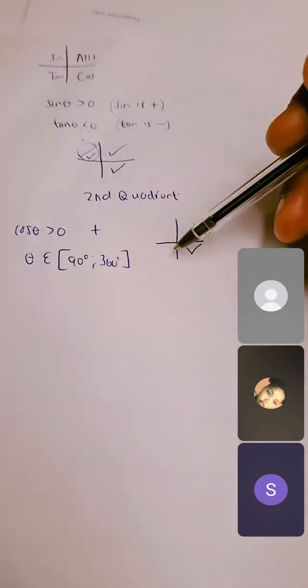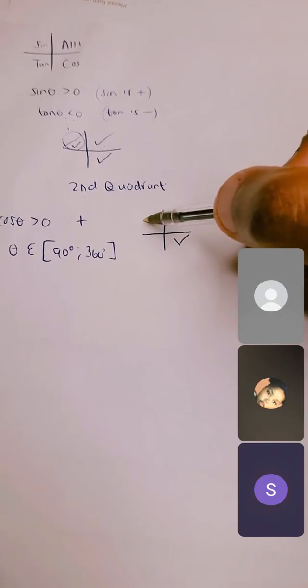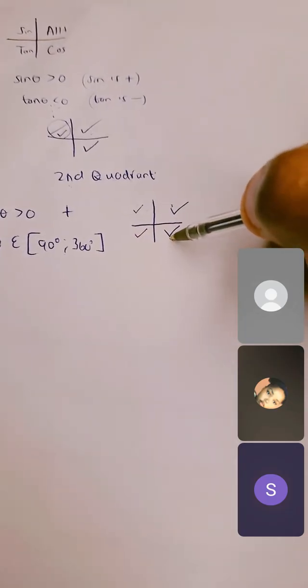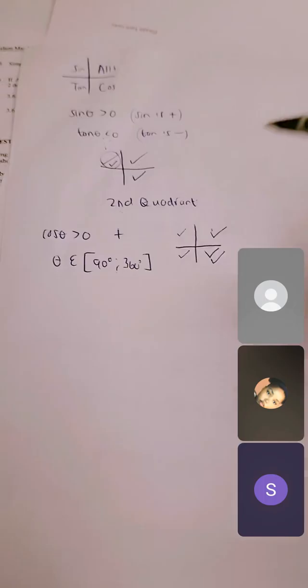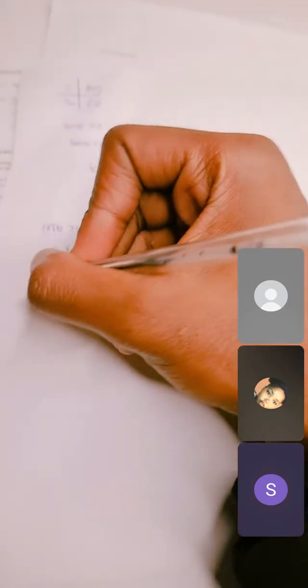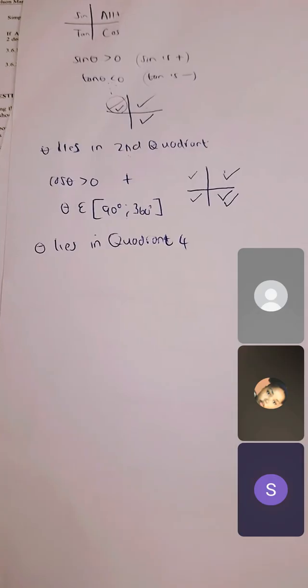Okay, then next, 90 to 360. From second quadrant, second, third, fourth. Which quadrant overlaps? The fourth quadrant. So we would say, where does the answer lie? Quadrant 4. That's where theta lies. We good? Yes, sir.